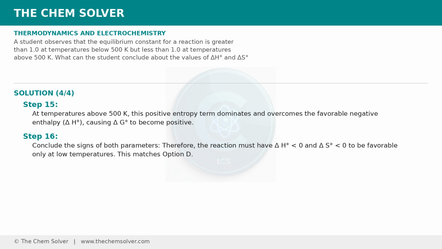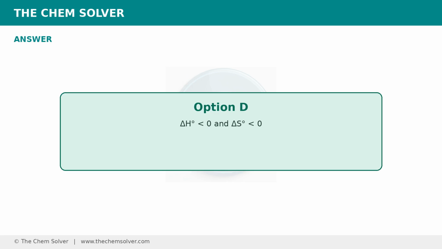Conclude the signs of both parameters. Therefore, the reaction must have delta H degrees less than 0 and delta S degrees less than 0 to be favorable only at low temperatures. This matches option D. The correct answer is option D, delta H standard less than 0 and delta S standard less than 0.